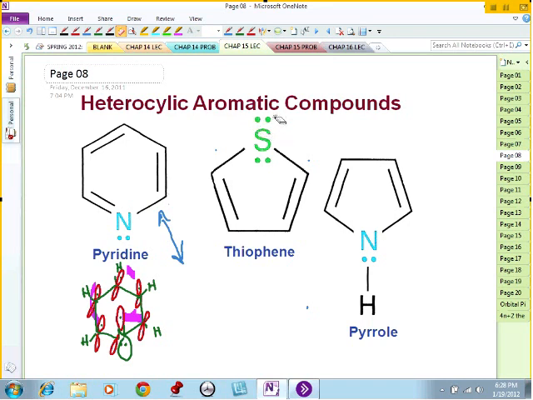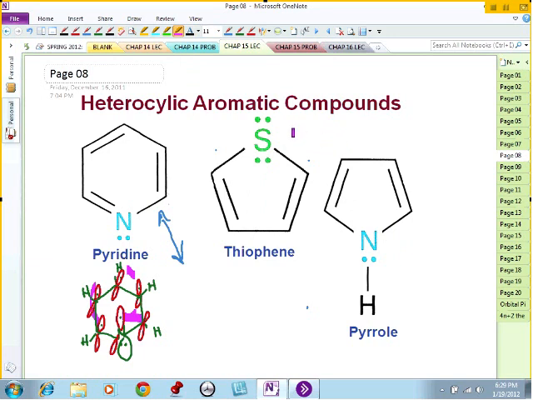Keep in mind that we do not count this as part of the pi electron system in the ring, because that is in the sp2 hybridized orbital. So in this particular instance, our sulfur contributes how many electrons to the pi electron system of the ring? 2, exactly. So in this case, sulfur will contribute 2 pi electrons to the aromatic ring system. Now we could do the same thing on this molecule.